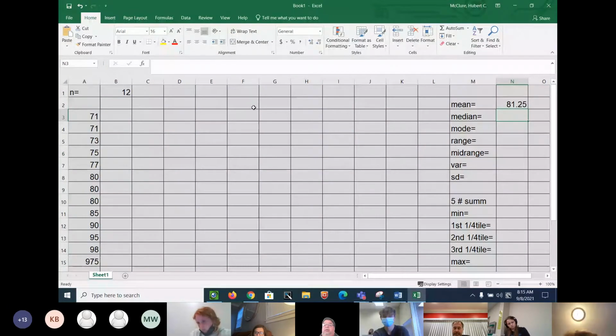All right, median. Well, we got to find the 2 middle numbers. 1, 2, 3, 4, 5. So there's our 2 middle numbers. 1, 2, 3, 4, 5. 5 up top, 5 below.